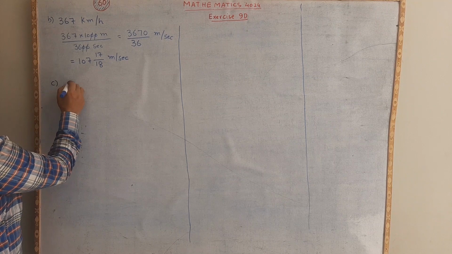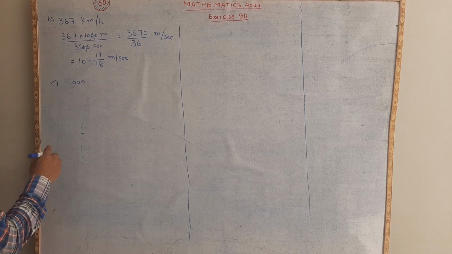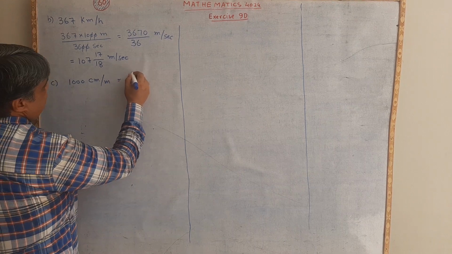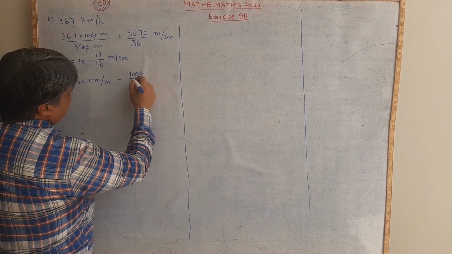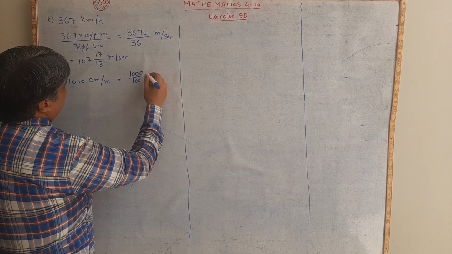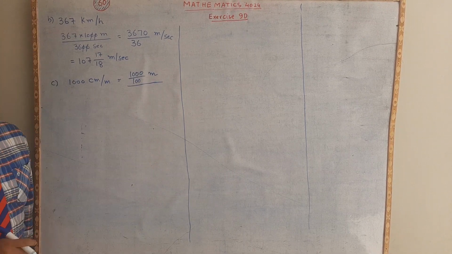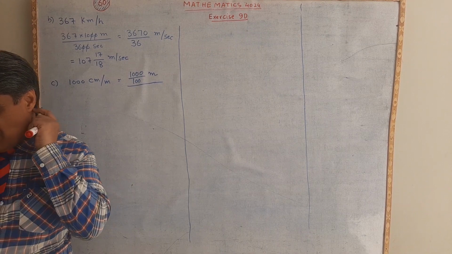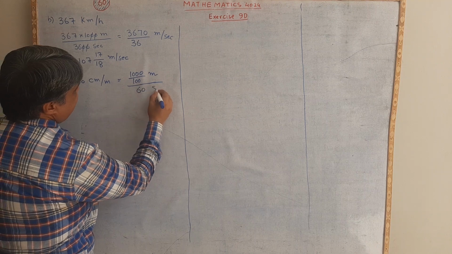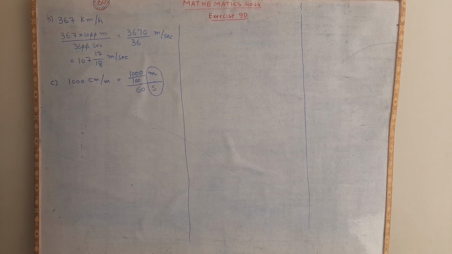And part number C is saying 1000 centimeter per minute. First we have to write 1000 divided by 100, and that will be meter, and then we have to write 60 second. In 1 minute there is 60 second. So again we are getting meter per second, and that must be the first priority.